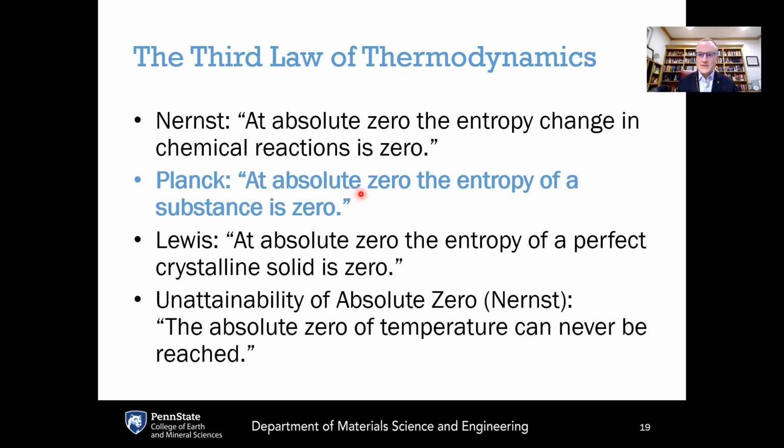Now, Planck has a slightly different statement of the third law. He says at absolute zero, the entropy of a substance is zero. Note the difference here. Nernst says at absolute zero temperature, the entropy change is zero. So the delta S is zero. Planck is actually making a stronger statement here. He's saying that the S equals zero. The entropy is zero. So S equals zero versus delta S equals zero.